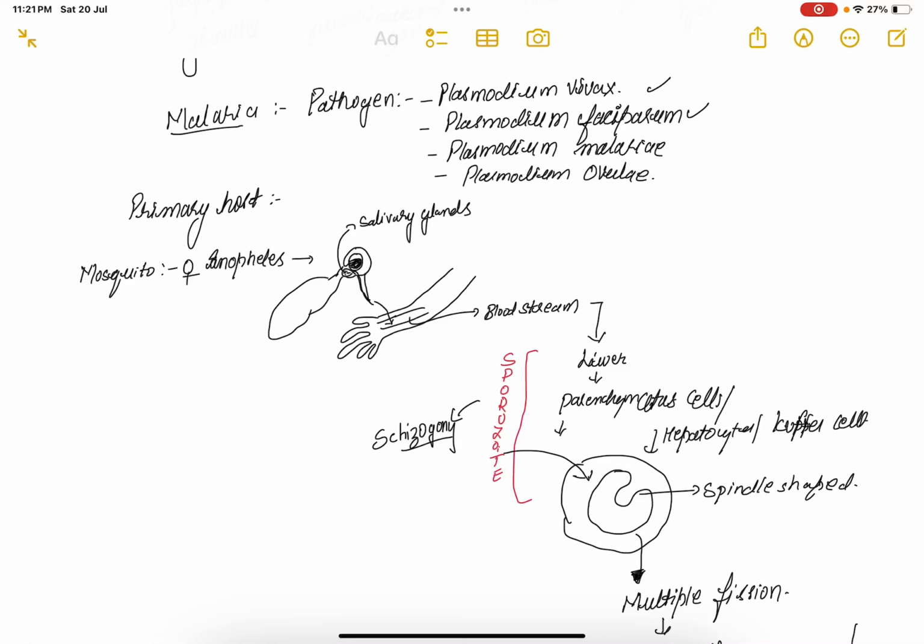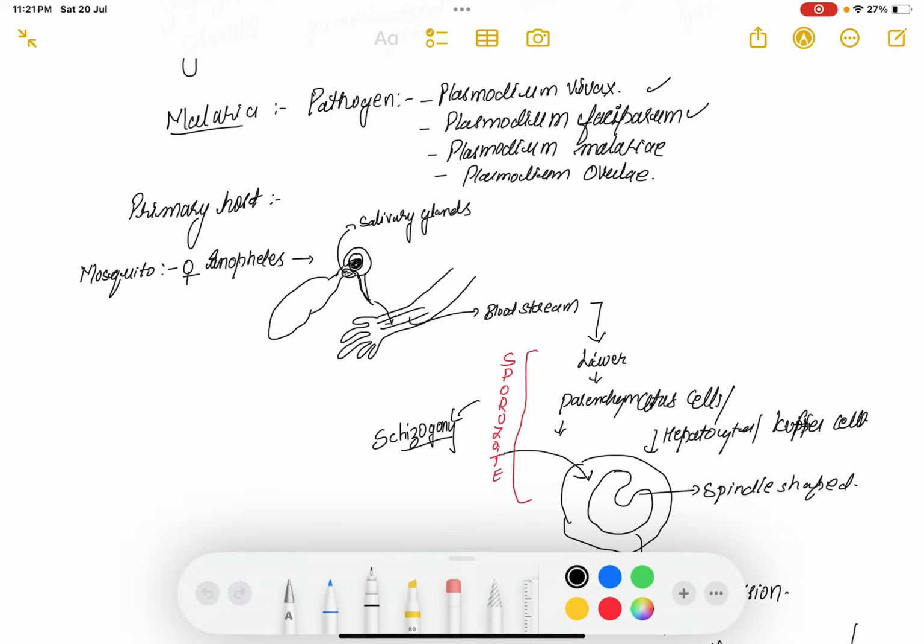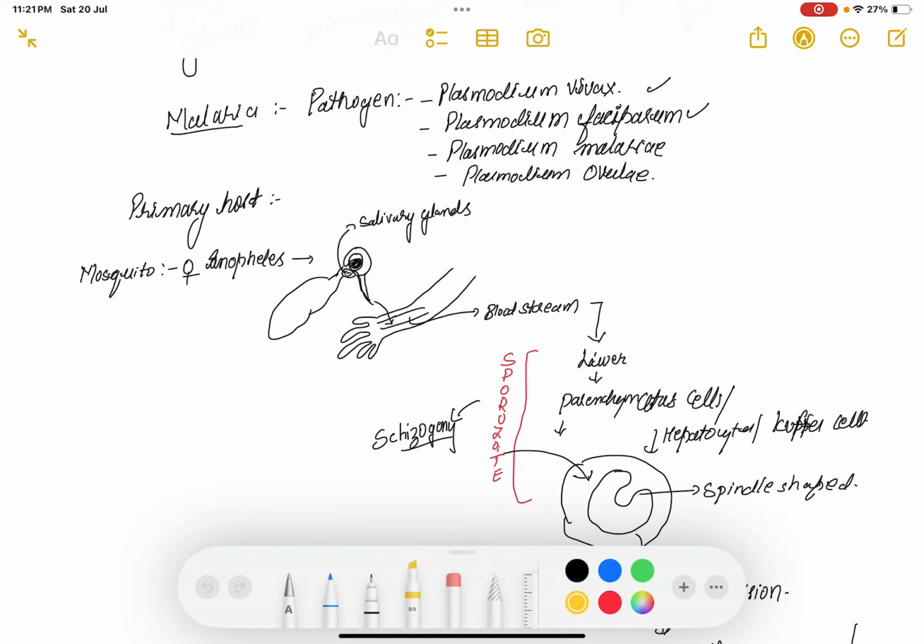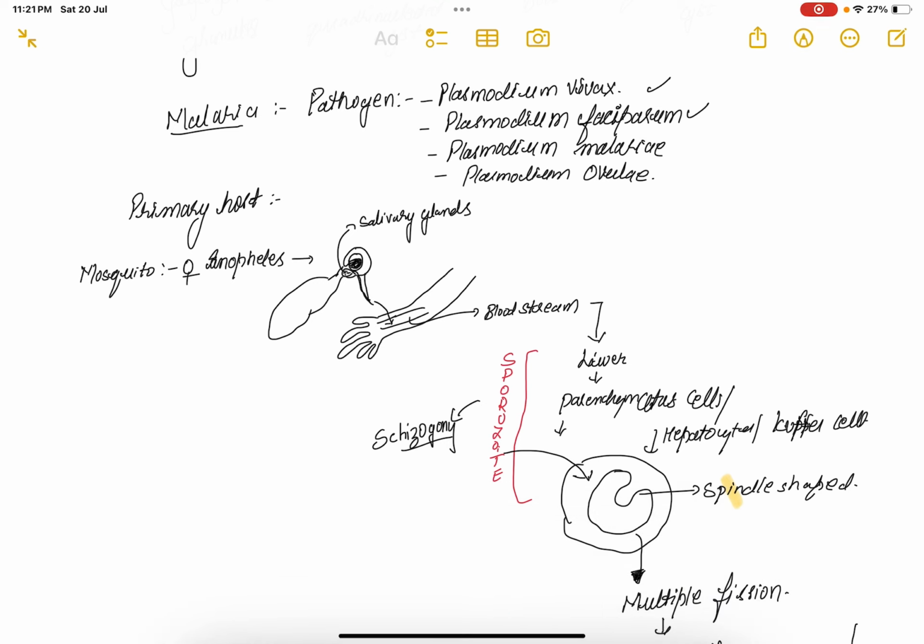We will discuss here. The first is malaria. You have to remember the pathogen. The pathogen is Plasmodium vivax. So vivax and falciparum, these are important for this.